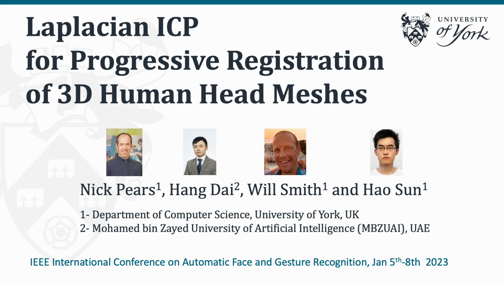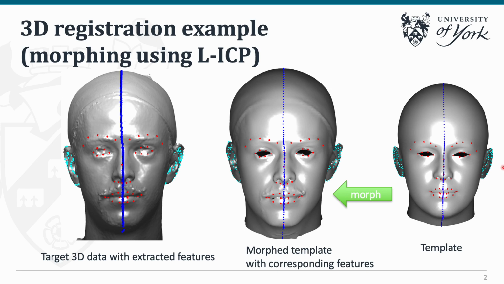Hello, my name's Nick Pears and I'm presenting Laplacian Iterative Closest Points, or LICP, for progressive registration of 3D human head meshes. My co-authors are Hang Dai, Will Smith and Hao Sun. This work addresses 3D to 3D shape registration. We want to morph the template shape on the right here to the target raw data on the left here, and the result is what we have in the center here.